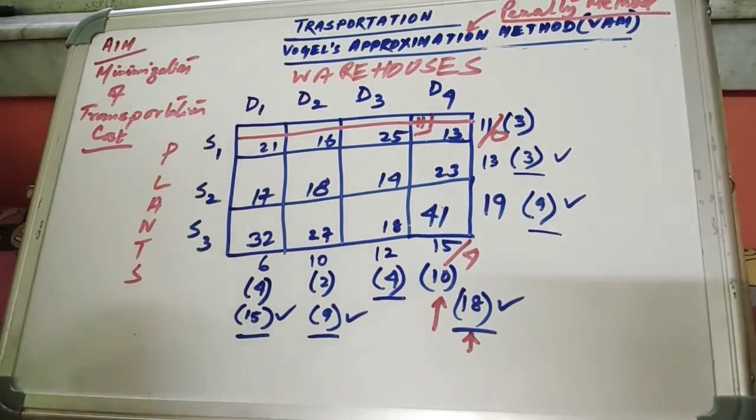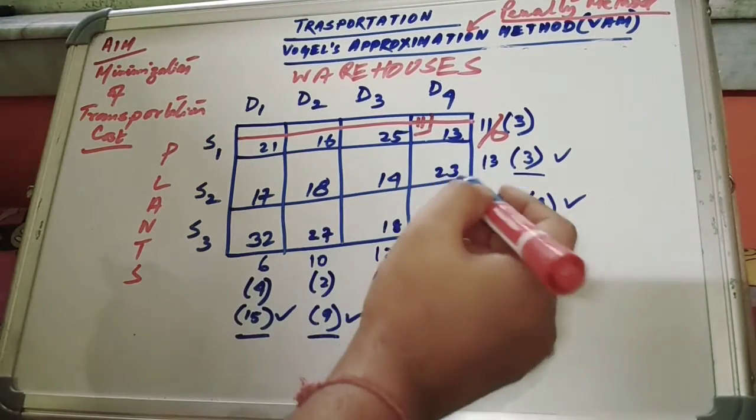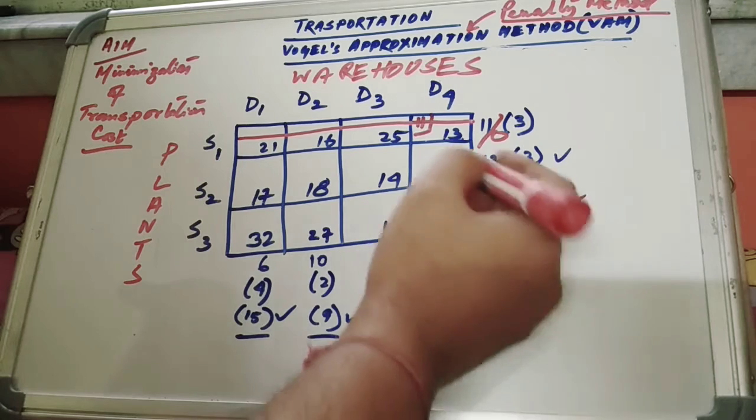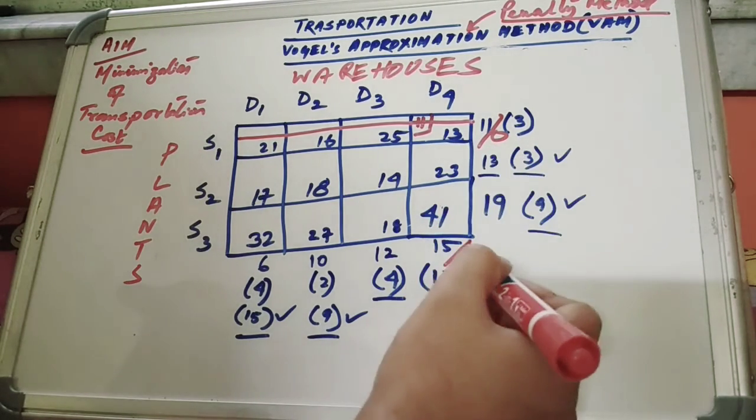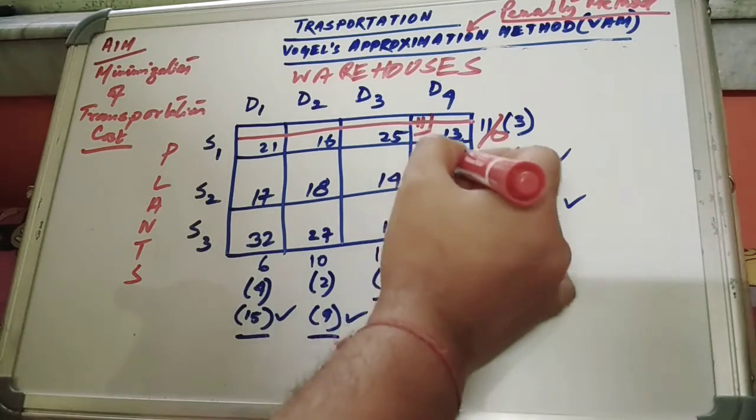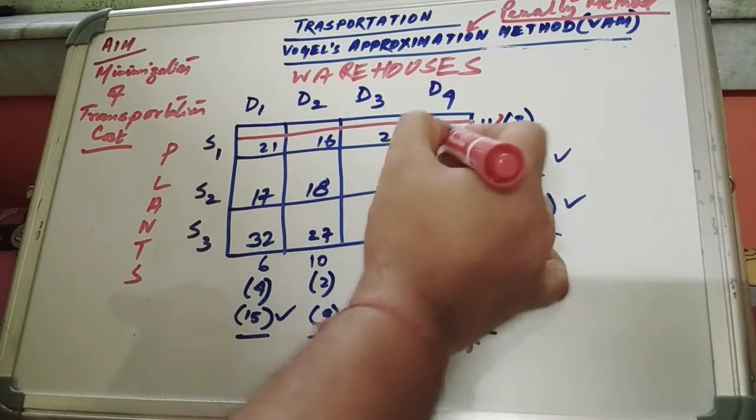You can see 18. Again, you have to select the least one from this particular column, which is 23. Now allocate the values 13 and here is 4. So select 4 over here.